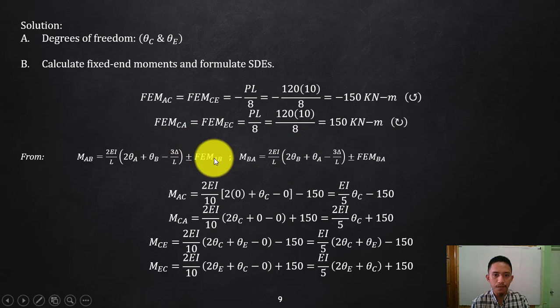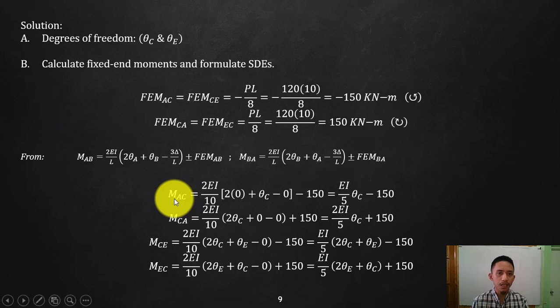And of course your FEM, whatever the values, because it depends. So that is the only difference of your member. If you are considering the point, then that is the twice rotation. So moment AC means we are getting the moment at point A of your member AC. So that is 2 EI over L. Our length there is 10 meters. Then twice your theta at A.